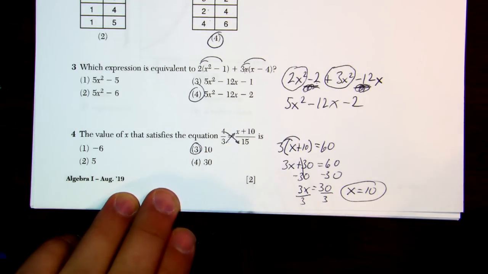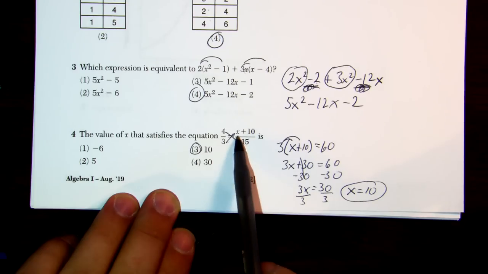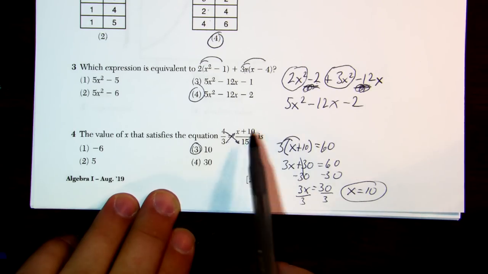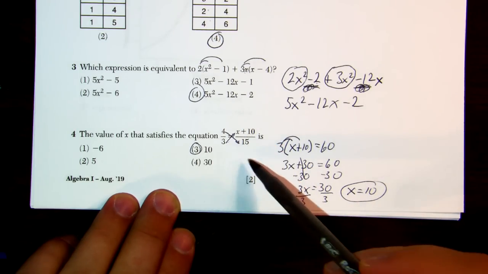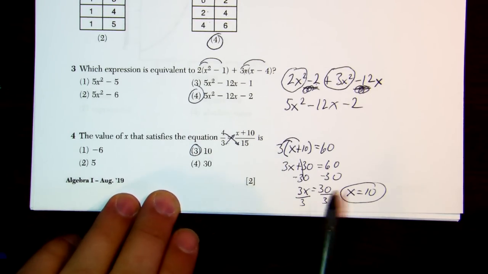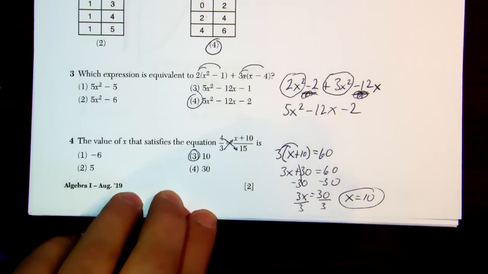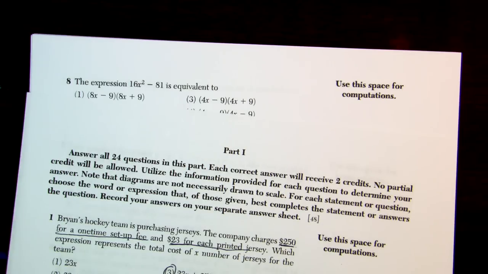Now, if you would have taken 10 and just plugged it in to begin with, you would have 4/3 equals 10 plus 10, which is 20. And 20 over 15 reduces to 4/3. So 4/3 would have equaled 4/3. So a few ways to do that one. I like this way because you don't have to guess going through and waste a bunch of time. You could just use the algebra. Hence the algebra exam. Okay, moving on.